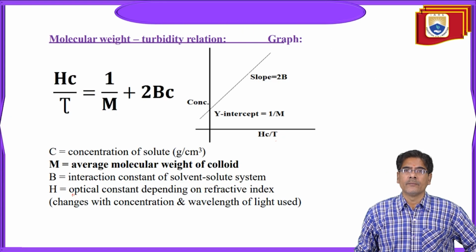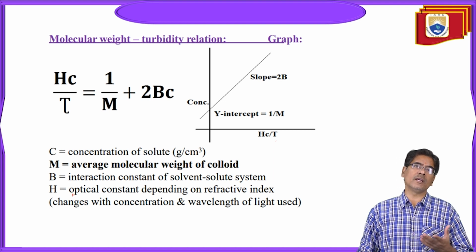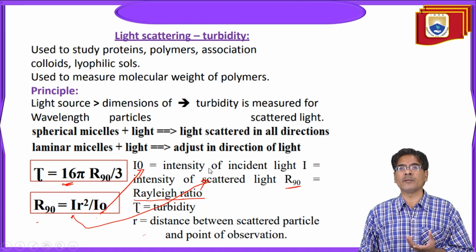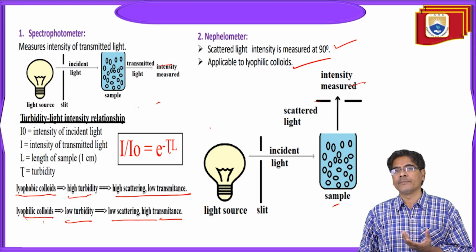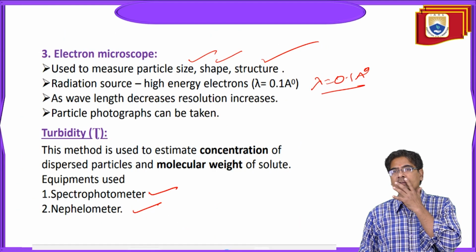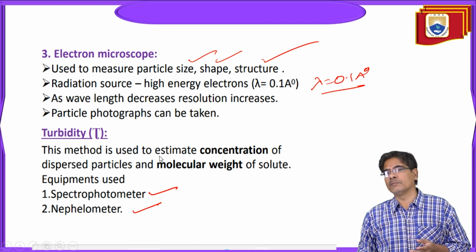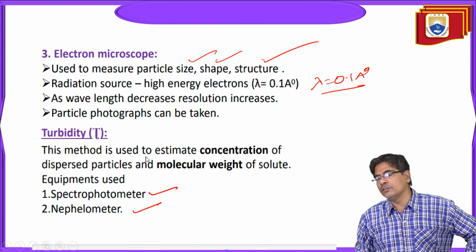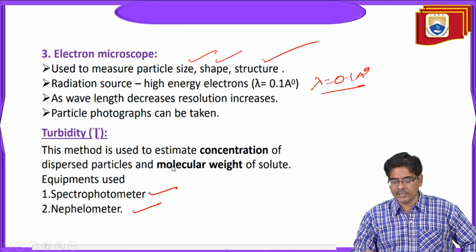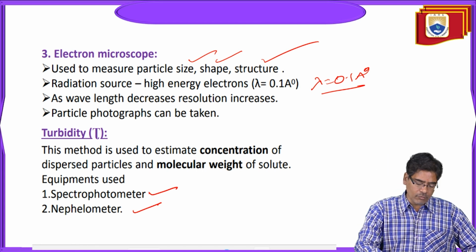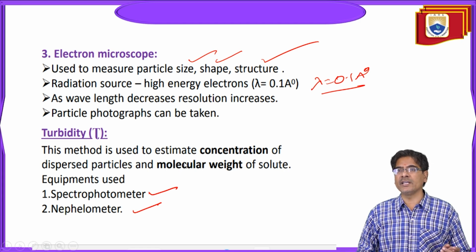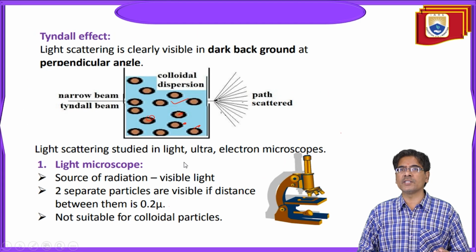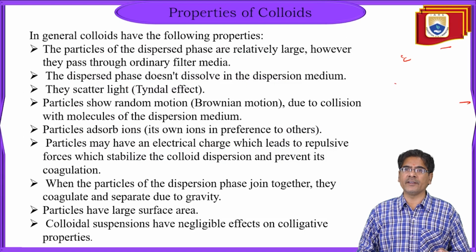So this is what we studied about the molecular weight turbidity relation, graph variations, and light scattering turbidity. Light scattering parameters can be studied by this turbidity method, and the method is used to estimate the concentration of dispersed particles and the molecular weight of a solute. The equipments used are the spectrophotometer and nephelometer. So this is what we studied about the kinetic properties of colloids.